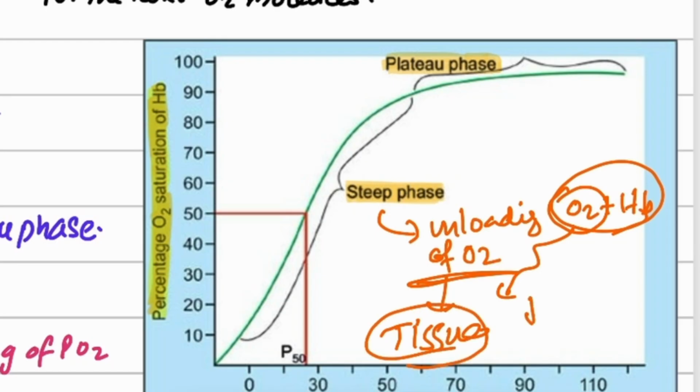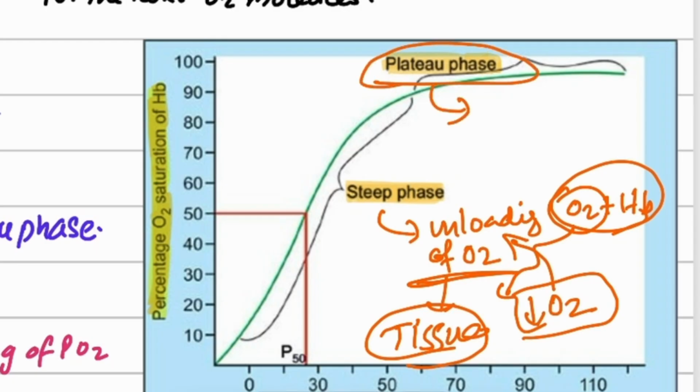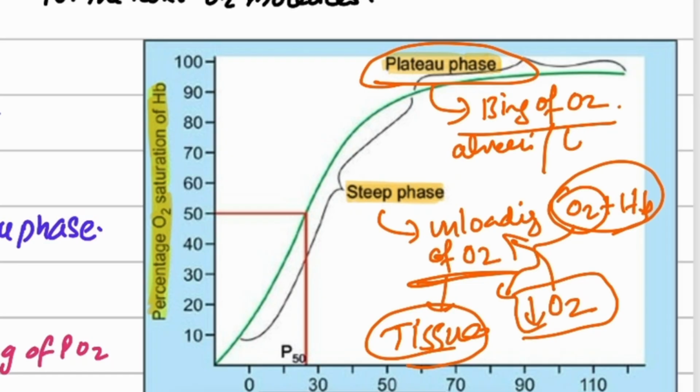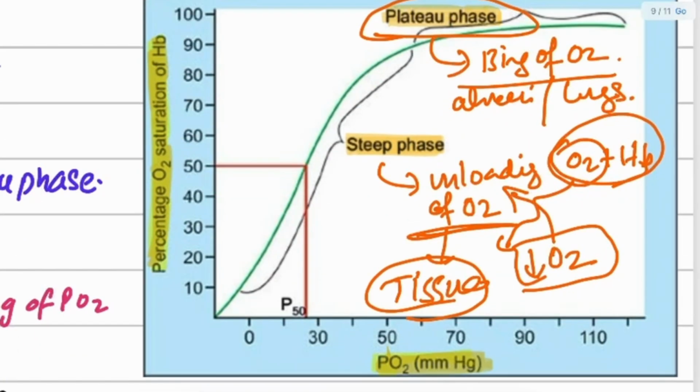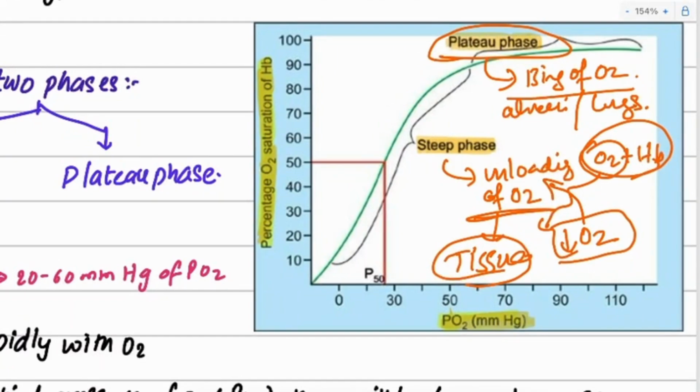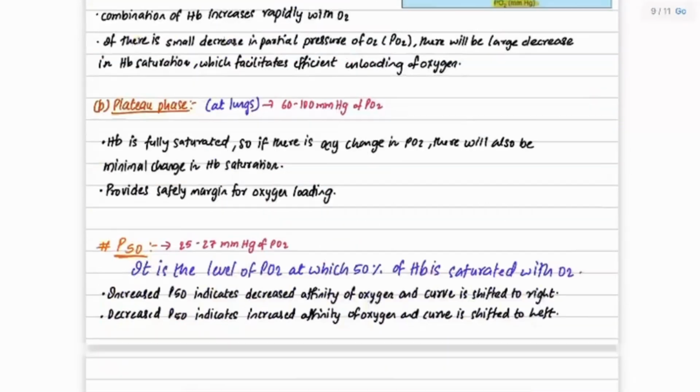When there is decreased concentration of O2, there will be unloading of oxygen, that is at the tissue level. Now what is this plateau phase? It indicates binding of oxygen at the level of alveoli or at the level of lungs. So these are the two phases which are represented in the oxygen dissociation curve.